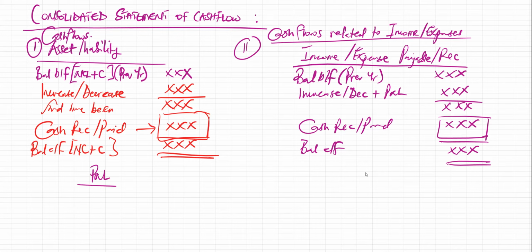So this is a mini P&L. Okay, so what do we have? Let's say we have gross profit, 100,000. Then we have operating expenses, 20,000. We have finance cost, 30,000. We have interest income, 40,000.